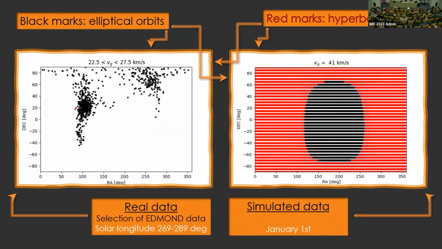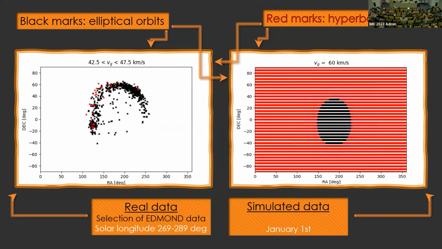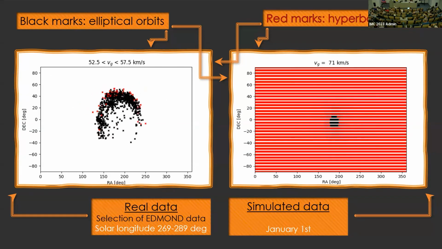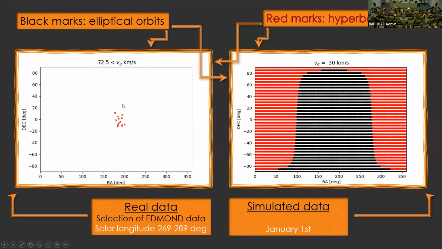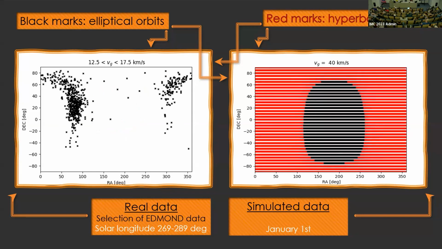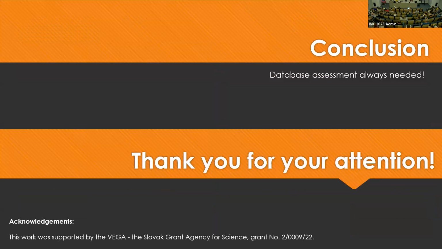So we can say that there are probably no real hyperbolic nor interstellar meteors in this database. If any, then very few, which are probably of solar system origin. So the conclusion of this, or my message to you, is please always assess the database. Even if you do not have errors, you can look at the graph and see what you are actually working with before you start searching for interstellar meteors. So thank you.